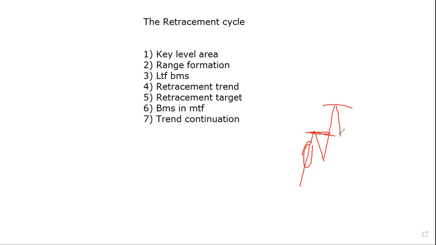Now, this pullback is all I want to talk about. This move here, from here to this point, is all I want to actually talk about. And so, we'll talk about the pullback cycle. Now, the pullback cycle will start from the key level area. The key level areas are those areas where markets find support or resistance. And after that point, the next thing the market will do is to form a range.